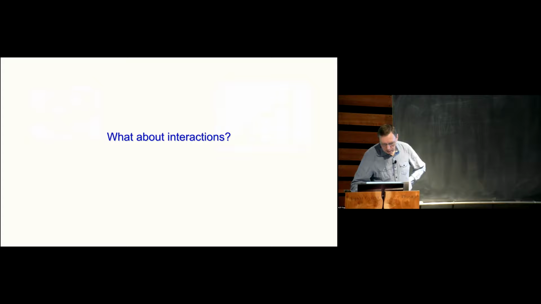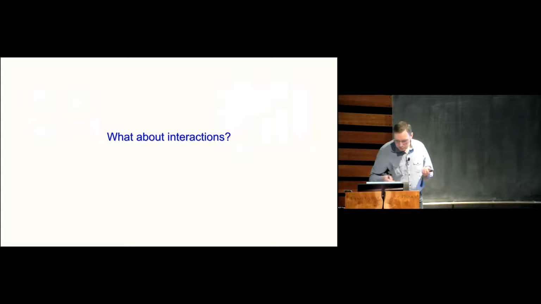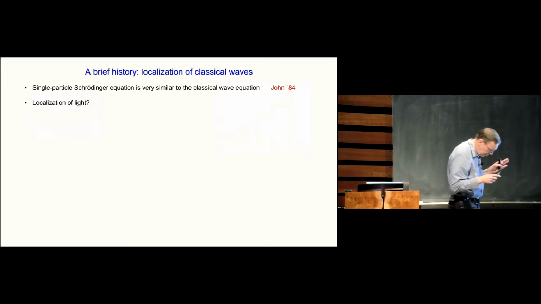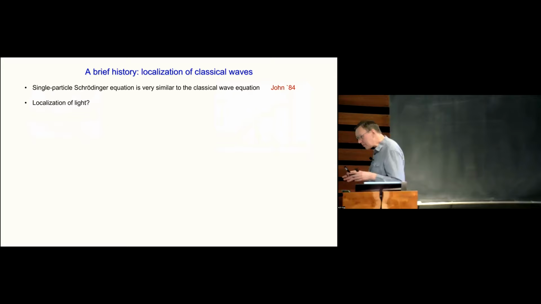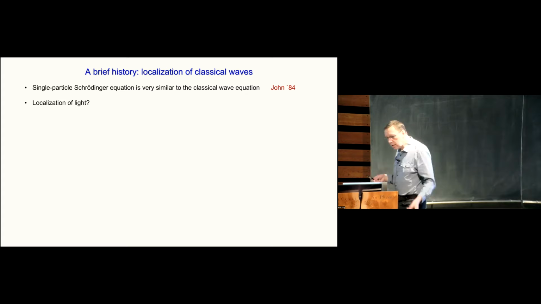Now, you can ask: Anderson's proposal was to study one single electron in a random potential, but what about interactions? Apparently people started by avoiding this question. They said, okay, if we cannot observe Anderson localization in solids because of interaction, what about classical waves? The classical wave equation is very similar to the Schrodinger equation. Suppose you have a random medium with a random index of refraction. Then people realized that John was probably the first to point out that you can have localization of light in that situation. That proposal was welcomed by Anderson.